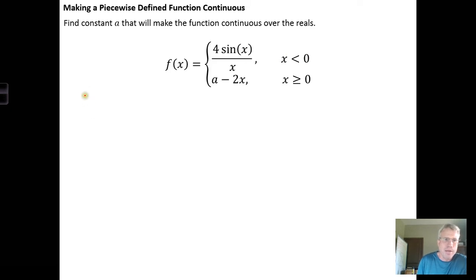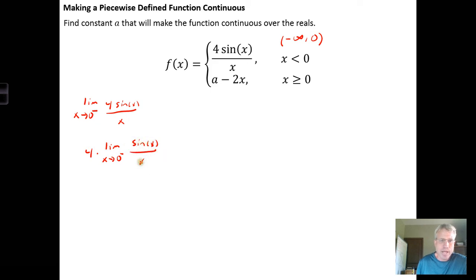And so what we want to do is, this is for x less than 0, right? So x is coming from negative infinity running up to 0, but it never gets there. So let's take the limit as x goes to 0 from the negative side of 4 sine x over x, and then think about our limit properties. We know that by our limit properties, the constant can pull out front. We get 4 times the limit as x goes to 0 from the negative side of sine x over x. But this is a limit that's been calculated already to be 1. So we get 4 times 1 is 4.